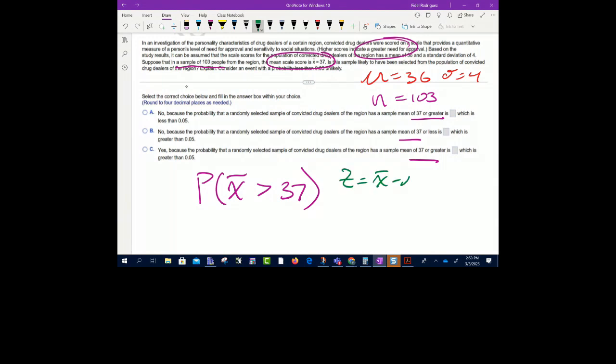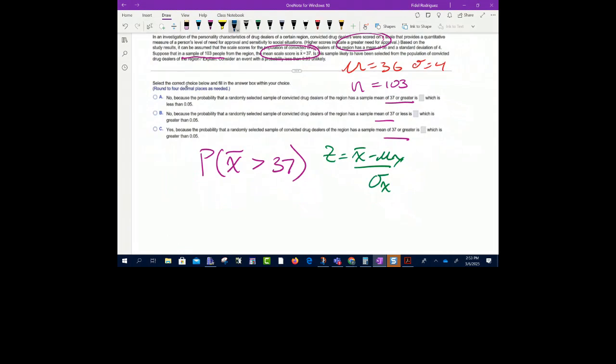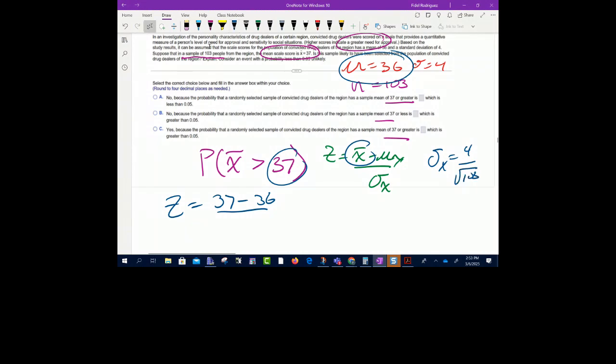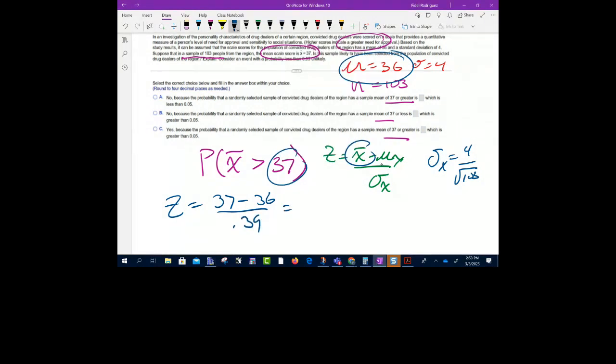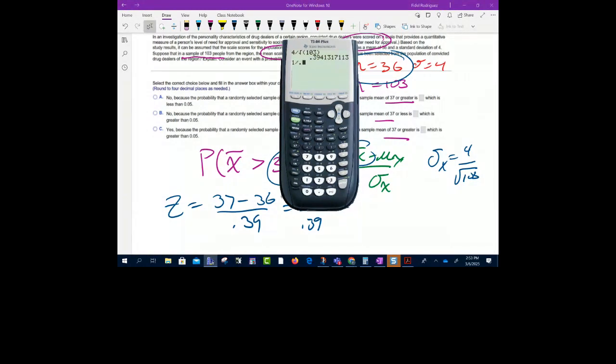I'm going to zoom out a little bit here just so I got some more room to work. Our X bar, y'all, is 37 minus our average, which was 36. But we need to find this number. Y'all agree it's going to be 4 divided by the square root of 103? Right? Because it's my previous standard deviation, 4 divided by the square root of 103. And y'all, I'm going to go to 2 decimal places. 0.39. Okay, so let's see what we got. 1 divided by 0.39 is 2.56. Is anybody else coming up with the same number?